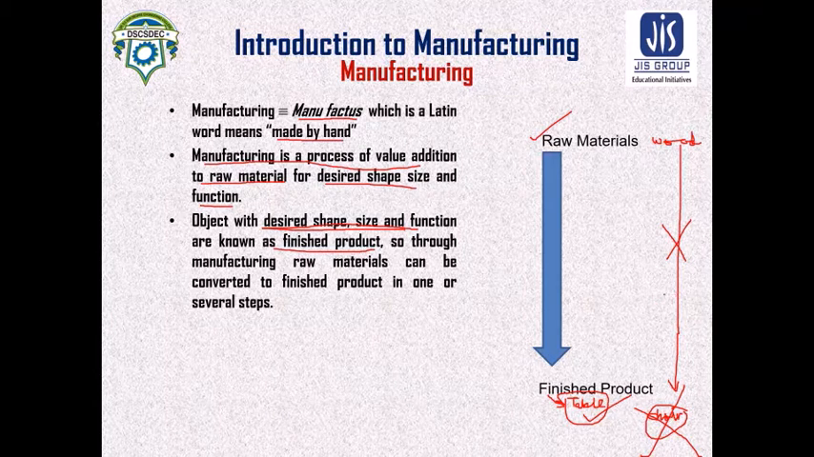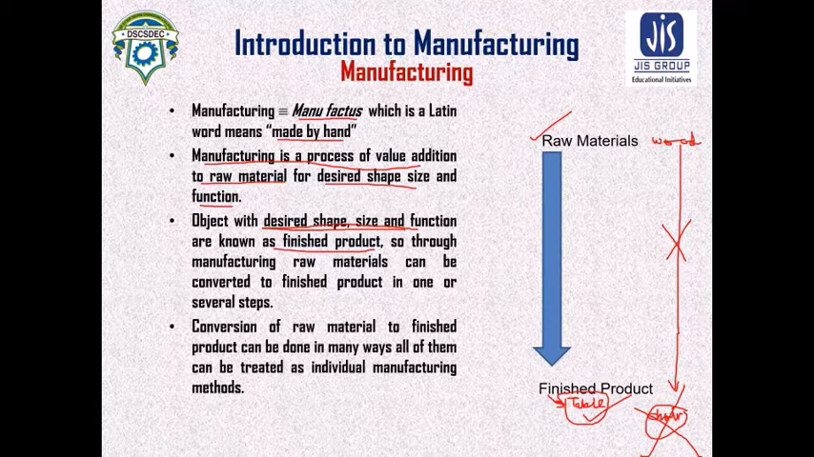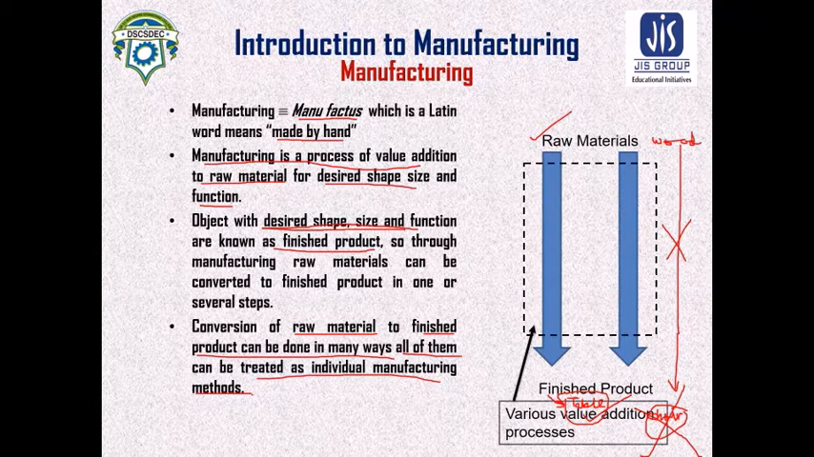Now from raw material to finished product, that means from wood to table, this can be achieved in more than one way. So conversion from raw material to finished product can be done in many ways, and all of them can be treated as individual manufacturing methods.